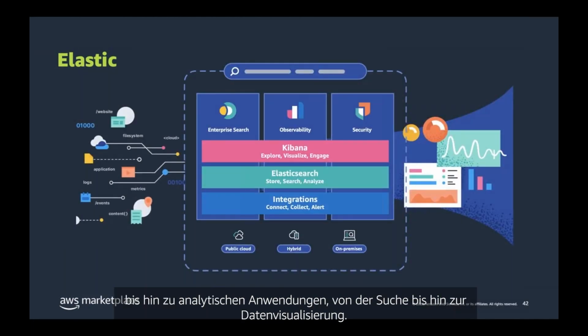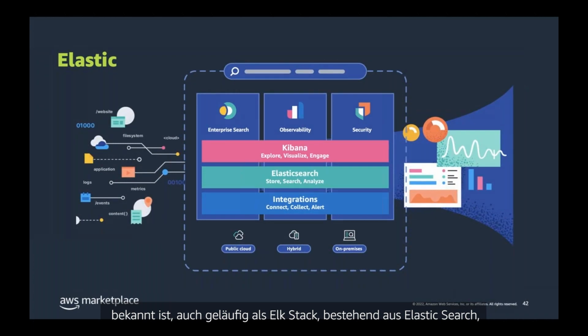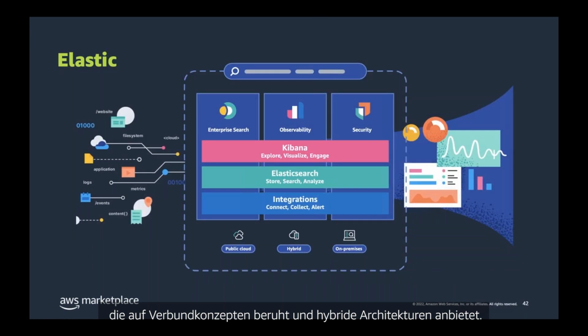And lastly, Elastic is the solution historically known for the de facto standard search platform, also known as ELK Stack, which is Elasticsearch, Logstash, and Kibana. Today, Elastic offers 3 solutions: Elastic Security, Elastic Enterprise Search, and Elastic Observability. Elastic offers a SaaS model, a self-managed solution, and hybrid deployments relying on federation concepts to offer hybrid architectures.